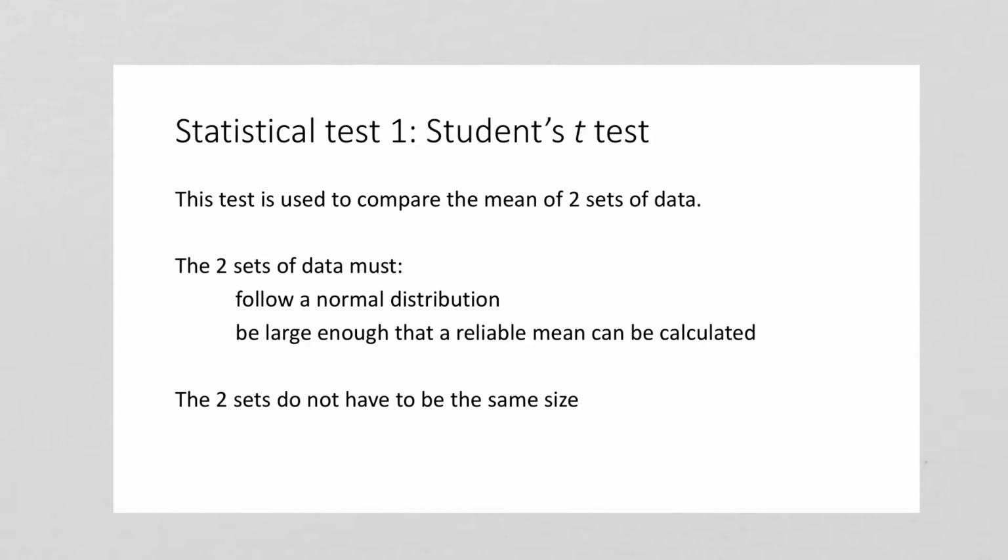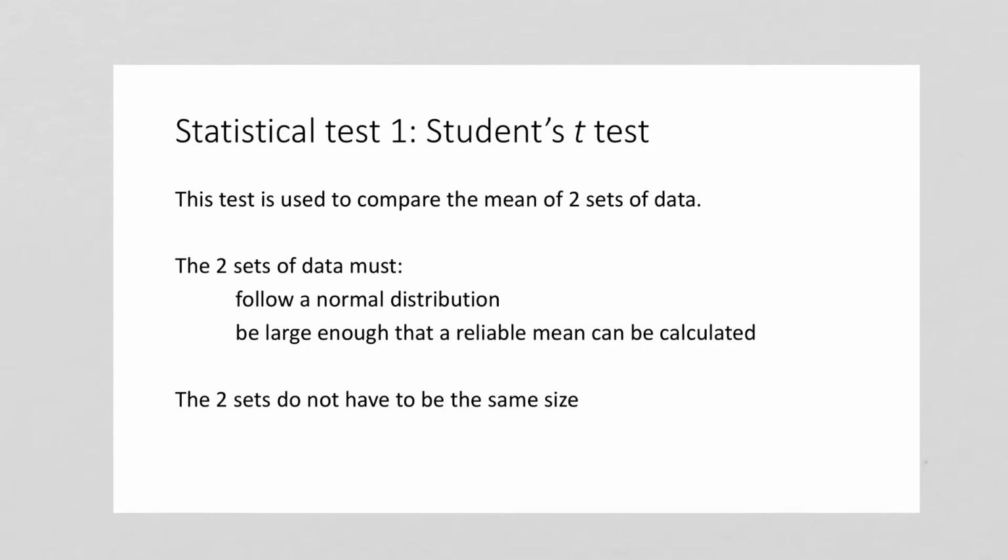We're going to look at the student's t-test. There's a couple of different t-tests. We're just going to stick to the one that's on the A-level biology spec. And this test is used to compare the mean of two different sets of data. So you might do an experiment where you collect data in one area versus another, or you're comparing two different species. You'll have two different means, and you're going to compare those to see if they are statistically significantly different.